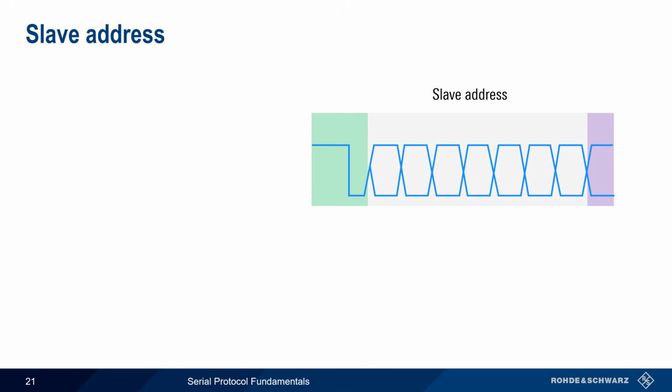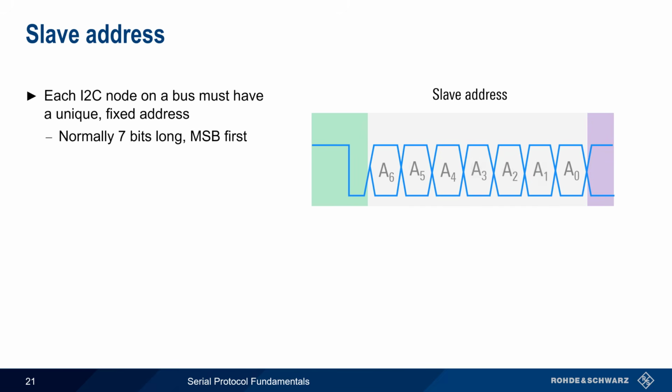Immediately following the start condition is the slave address, which is used to specify which node the master wants to communicate with. Each node on an I2C bus must have a unique, fixed address. These are normally 7 bits long, with the most significant bit first. I2C also supports 10-bit addresses, but these are uncommon.